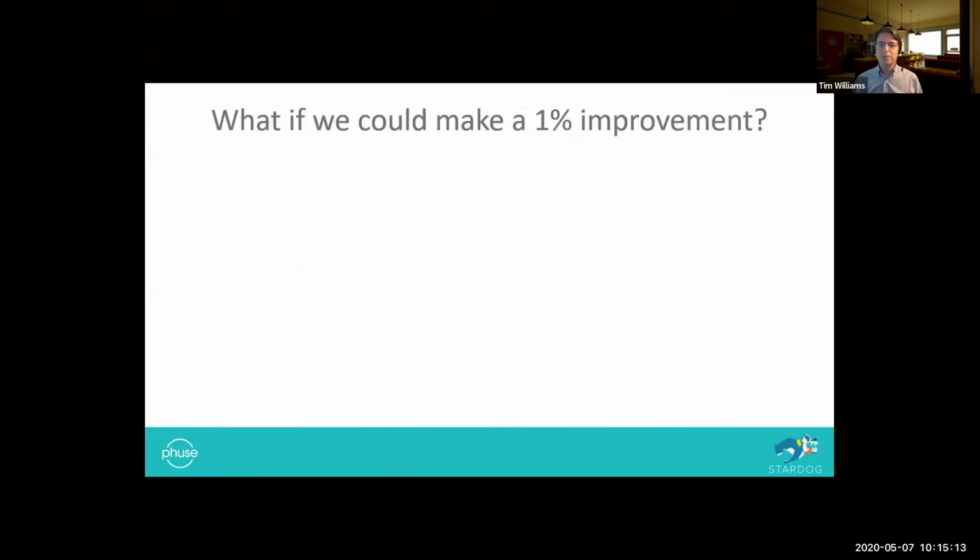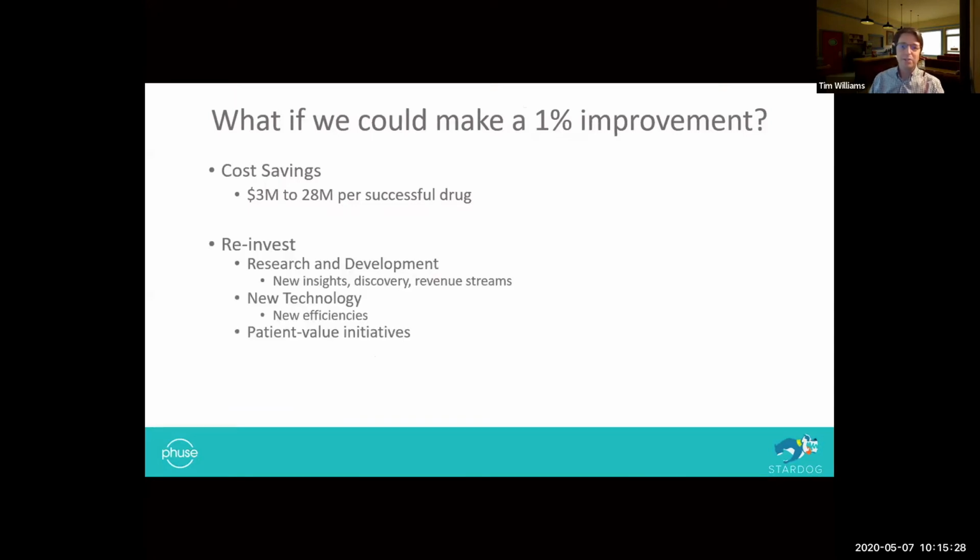So looking at this solely from a cost perspective, what if we could improve by a mere 1%? That sounds achievable. That small improvement would provide cost savings of between 3 and 28 million. And those savings could be reinvested in research and development to generate more insights, discover new molecules, generate new revenue streams. Investment in new technology would provide a positive feedback loop for additional transformation. And most importantly, patient value initiatives could be expanded. Let's keep this very achievable 1% in mind while I cover the other aspects of the industry.